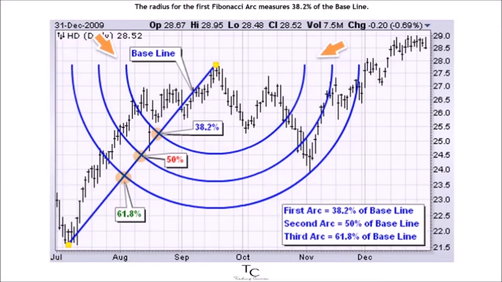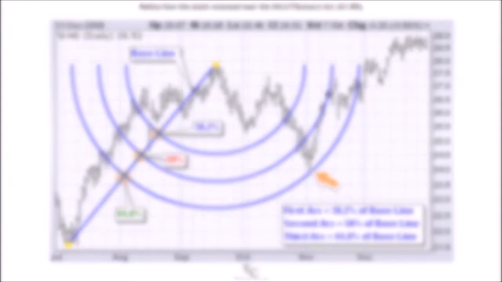The radius for the first Fibonacci arc measures 38.2% of the baseline. The radius for the second Fibonacci arc is in the middle of the baseline, 50%. The radius for the third Fibonacci arc measures 61.8% of the baseline. Three half circles are drawn based on these radii. Notice how HD reversed near the third Fibonacci arc, 61.8%.